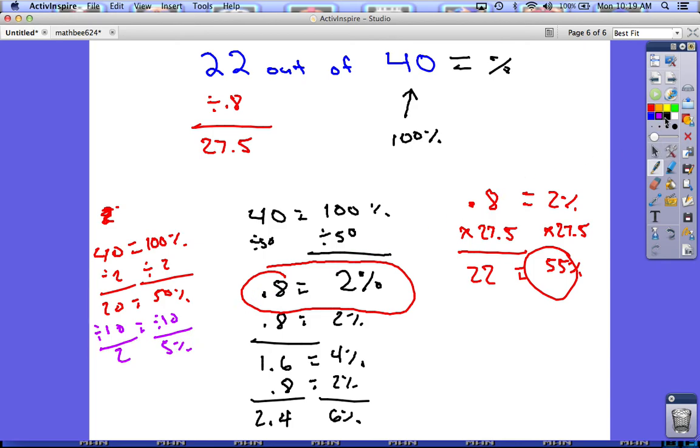So now we just put these two things together. We know that 20 is 50%. We know that 2 is 5%. 50% plus 5% is 55%. 20 plus 2 is 22. 22 is 55%. Tons of ways to do this, just be pretty flexible with it.